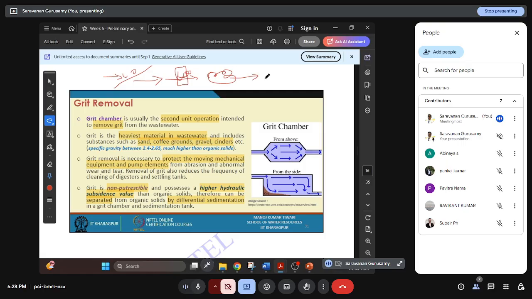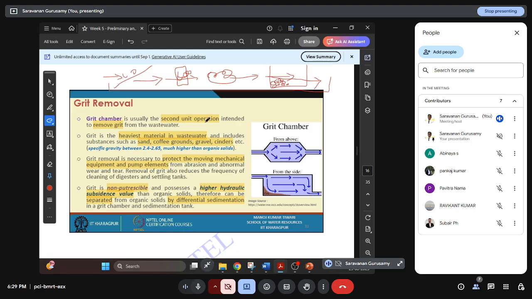Then it passes through the grit chamber. The grit chamber is a rectangular chamber where the grits, that is, the larger particles like silt and sand, will be removed. So it passes through the grit chamber and is removed. All our unit operations so far are preliminary treatment.